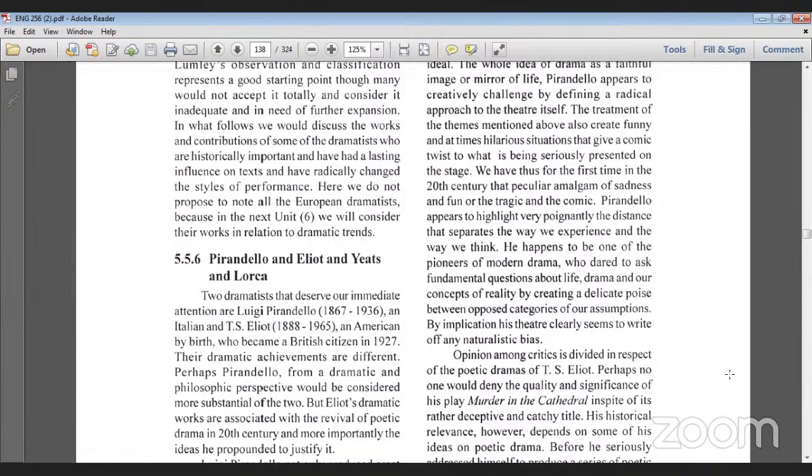If you see, their dramatic achievements are different. Perhaps Pirandello, from a dramatic and philosophic perspective, would be considered more substantial of the two. But Eliot's dramatic works are associated with the revival of poetic drama in the 20th century, and more importantly, the ideas he propounded to justify it.